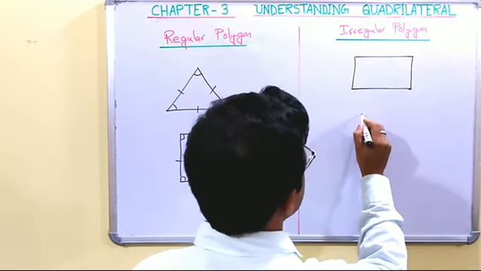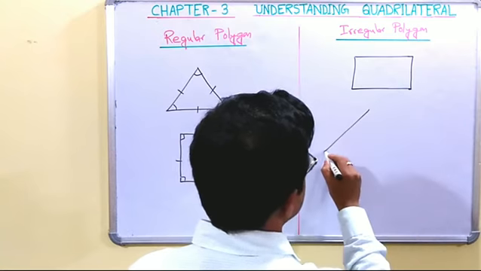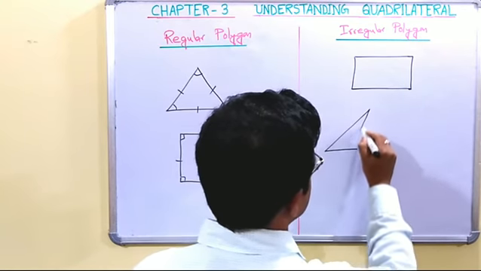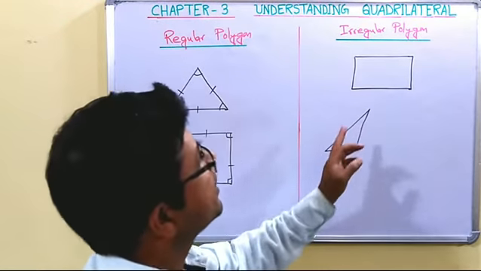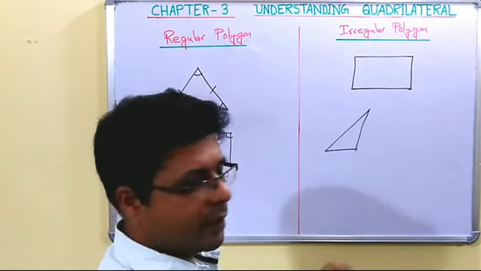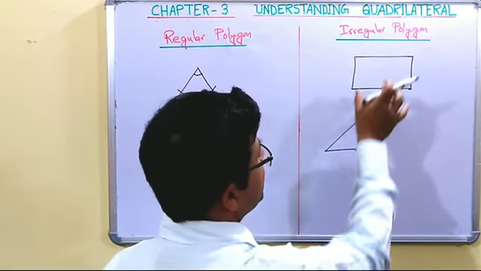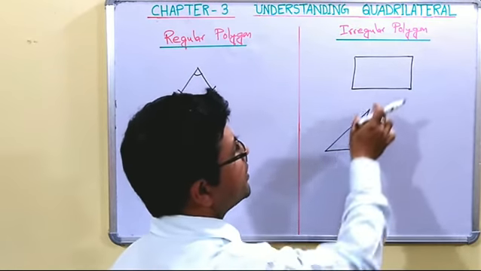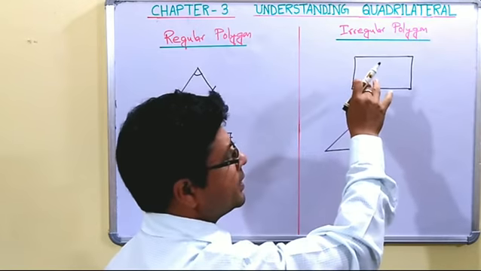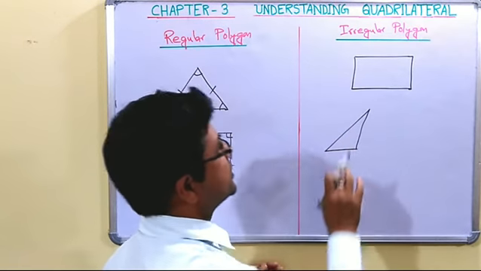Now here, any scalene triangle is an irregular polygon. Why are they irregular? Because all the sides are not the same.